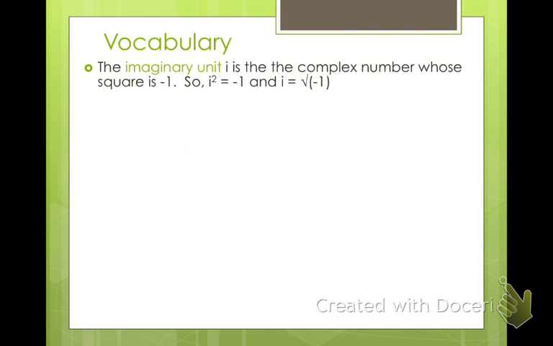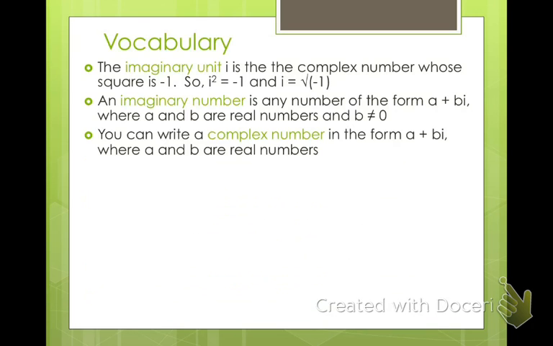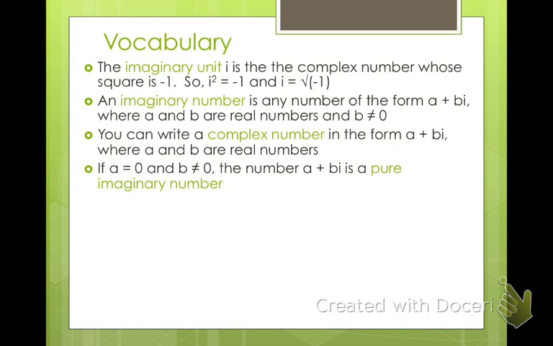So the imaginary unit i is a number whose square is -1. So i squared is -1, and i is the square root of -1. If you have, in your quadratic formula, your b squared minus 4ac under the square root, and it's negative, it's not a real solution because we can't have square roots of negative numbers, but we can have square roots of what we call imaginary numbers. A complex number is any number in the form a plus bi, where a and b are real numbers. If a equals 0 and b does not equal 0, the number a plus bi is a pure imaginary number.